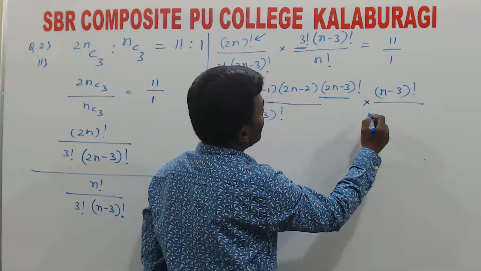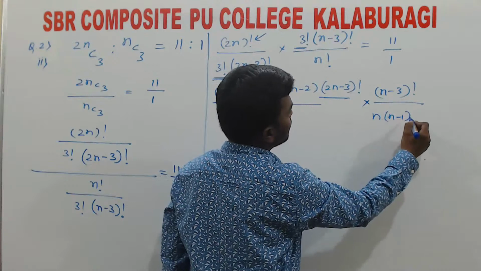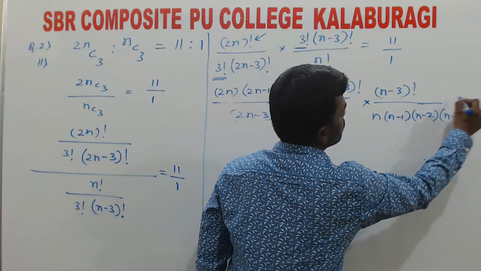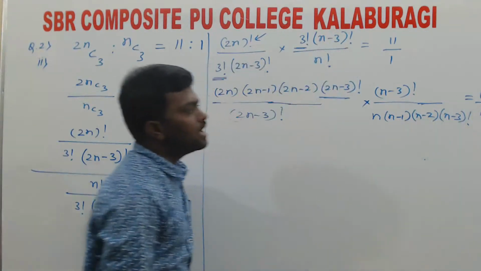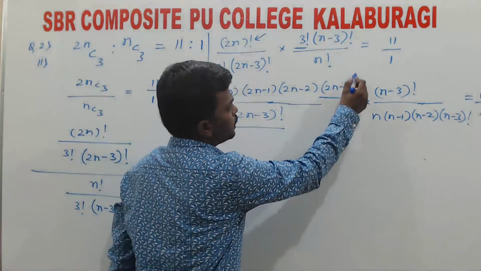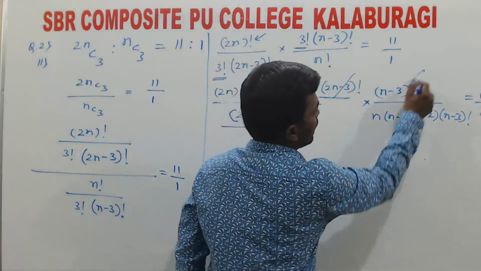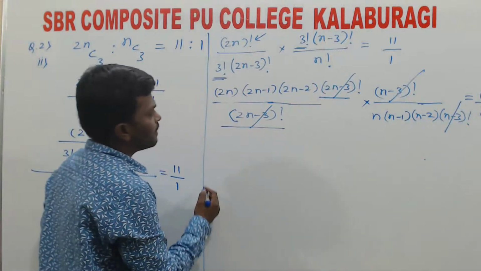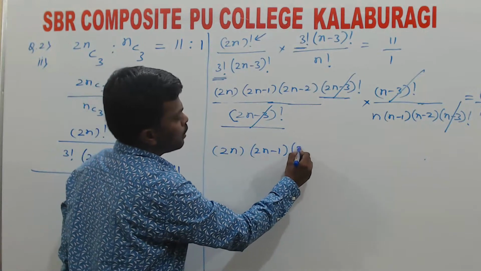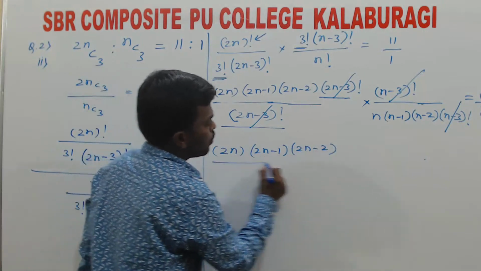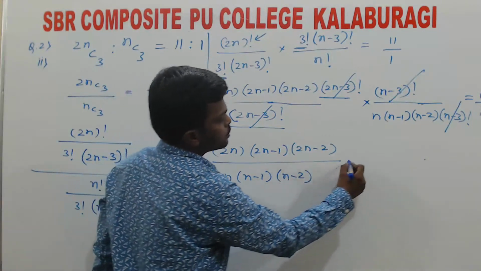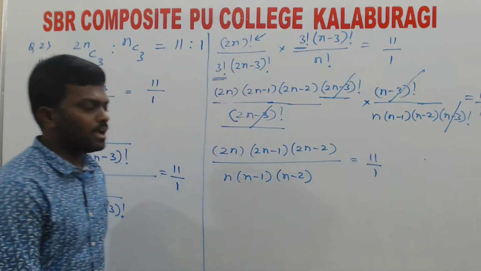So can I write n factorial as n into n minus 1, n minus 2, n minus 3 factorial. So what we are doing, students, we are just applying the definition of factorial notation. So 2n minus 3 factorial, 2n minus 3 factorial get cancelled, right? n minus 3 factorial, n minus 3 factorial get cancelled. So 2n, 2n minus 1, 2n minus 2 whole divided by n into n minus 1, n minus 2, which is equal to 11 by 1.